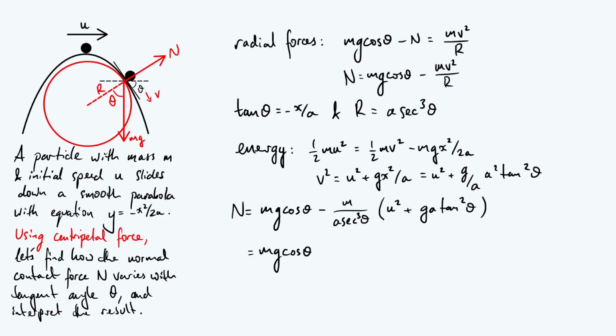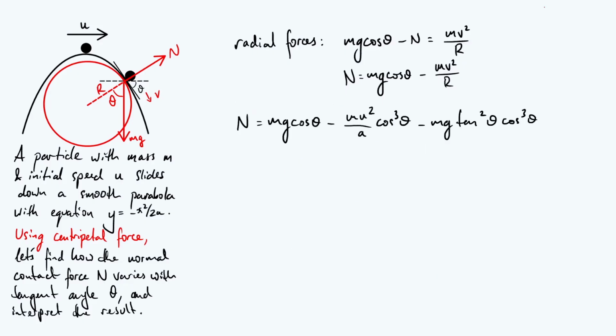So if we expand the brackets and use the fact that sec is just 1 over cos, the second term is going to become minus mu squared over a times cos cubed theta, and the final term is just going to be minus mg. This a will cancel this a, and you're going to get tan squared theta cos cubed theta. So we can do something quite nice with this final term by noticing that this is the same as tan squared times cos squared times cos. Now tan times cos is sine, and so this whole thing ends up just being the same as sine squared theta times that extra factor of cos theta, because you've got a cubed here instead of a squared.